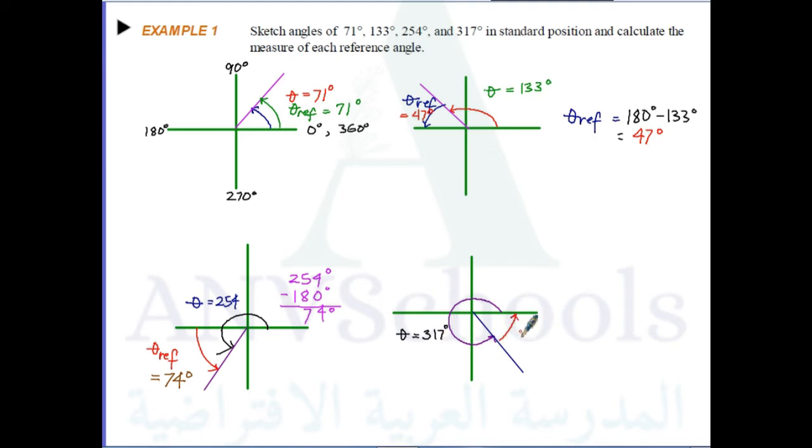So theta ref. And this theta ref is just equal to 360 degrees minus 317 degrees. So that's equal to 360 minus 317. That would be 43 degrees. Right?